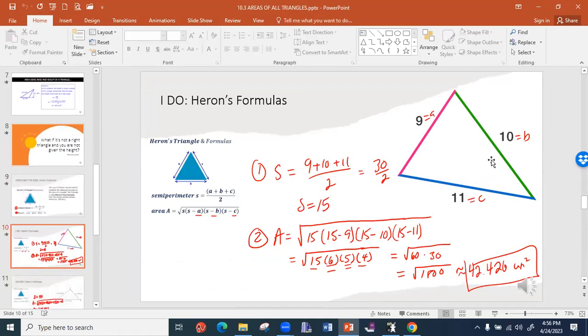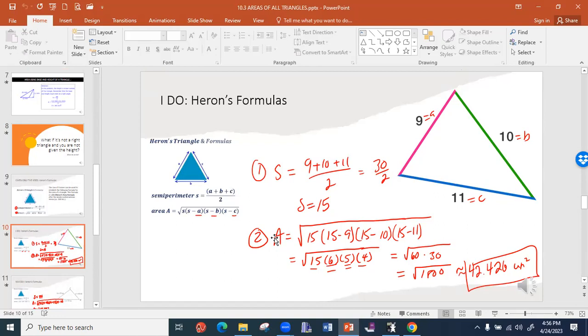So here was the example that we did. We know that we have sides a, b, and c. All I did was label them from least to greatest. The first part is to find our s. So we found our s: 9 plus 10 plus 11 is 30, divided by 2 gives us 15.